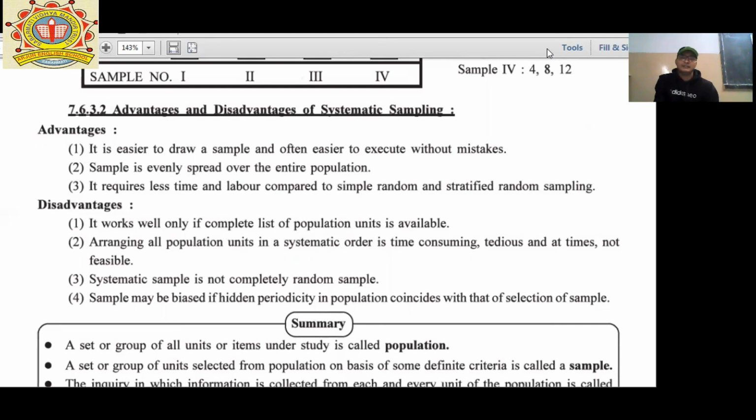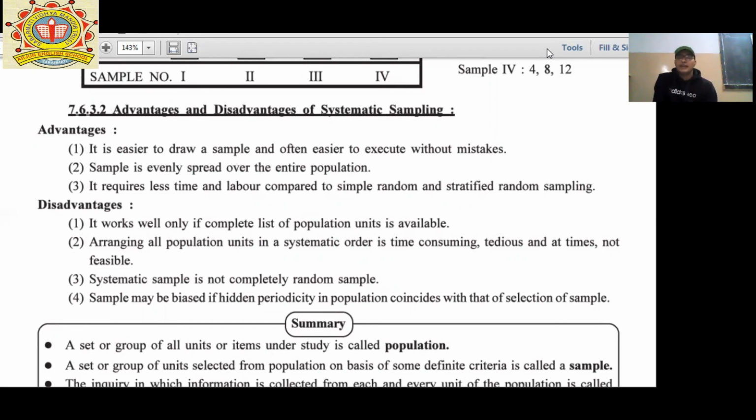Now the disadvantages. It works well only if a complete list of population units is available. It means if a complete list is not available, then we cannot use this method. Second, arranging all the population units in a systematic order is time consuming, tedious, and at times not feasible.